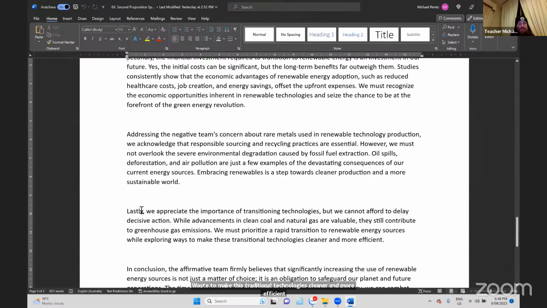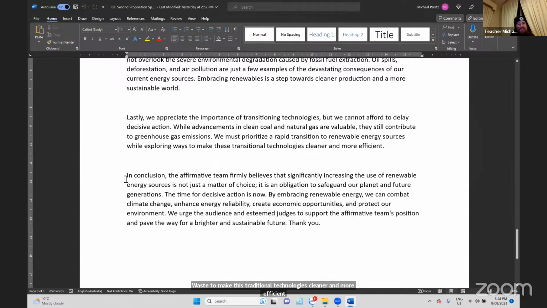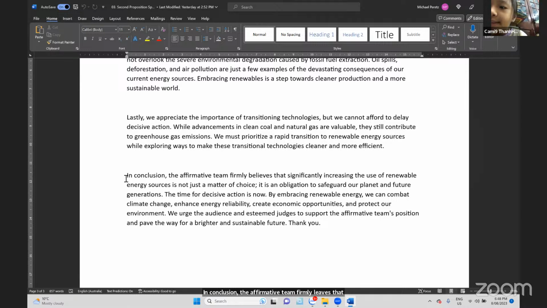Very good. And last paragraph, please. In conclusion, the affirmative team firmly believes that significantly increasing the use of renewable energy sources is not just a matter of choice. It is an obligation to safeguard our planet and future generations. The time for decisive action is now.